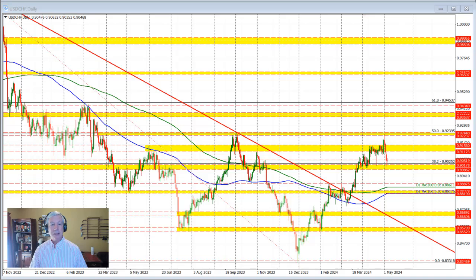Going to take a look at the dollar versus Swiss. Today's date is May 6, 2024. Let's get started. I'm going to start by taking a look at the daily chart.